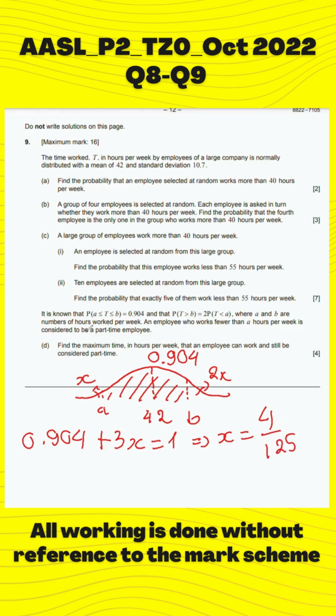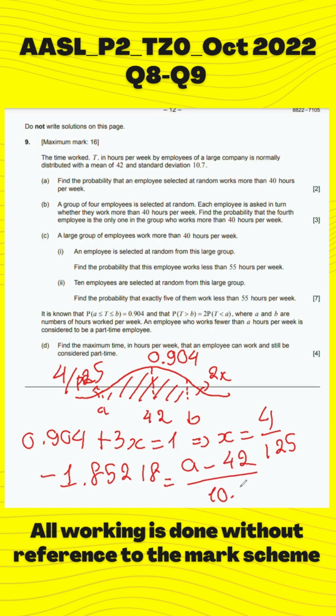They ask us to find the maximum time so that an employee can consider a part-time job. So we must find the value of A. The area here is 4/125, and I use inverse norm with this area, and it will be the left tail. So the z-score will be negative 1.85218, equal to A minus the mean, which is 42, over the standard deviation, 10.7. So from that, A will be nearly 22.2. And we are done.